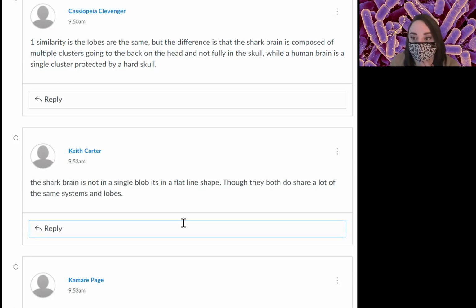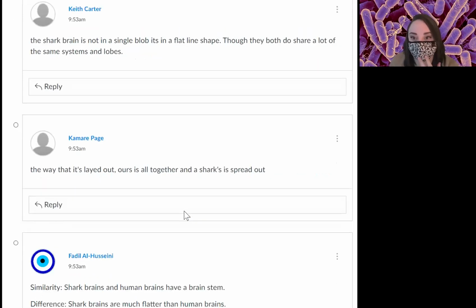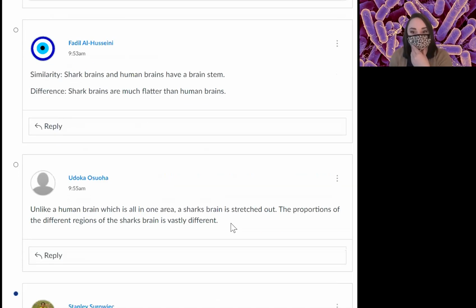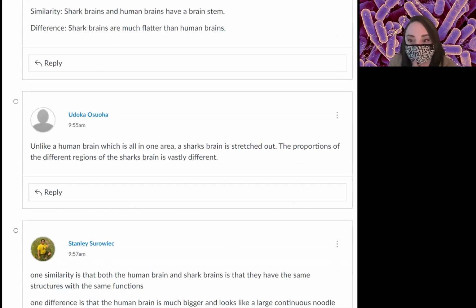Good, it's in a flat line shape. Good, so pointing out the position of the brain stem. So we both have brain stems, right? How it's positioned though is different.